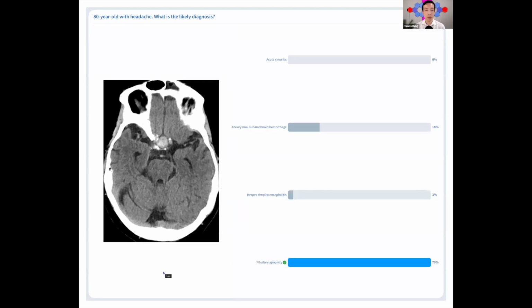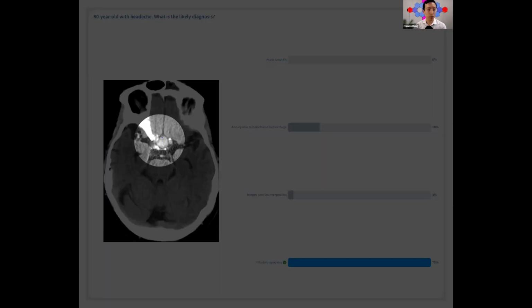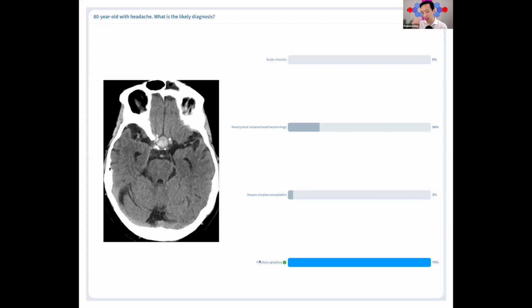Okay, and the vast majority got the answer correct, which is pituitary apoplexy. So the main finding in this is a hyperdensity in the suprasellar region, and that would make a hemorrhage into the pituitary gland, likely to an underlying macroadenoma or microadenoma potentially, the cause of this patient's headache.